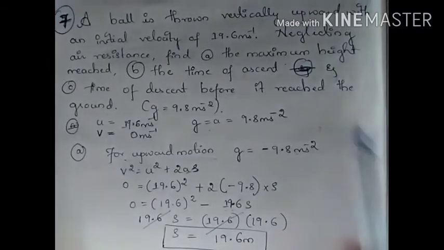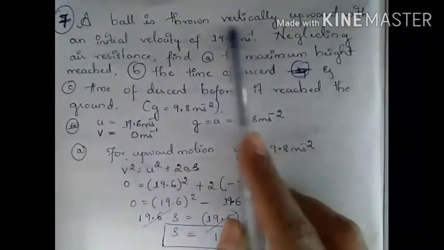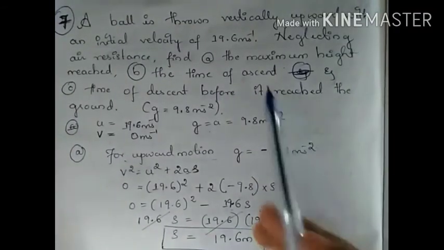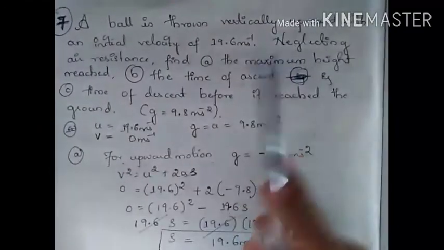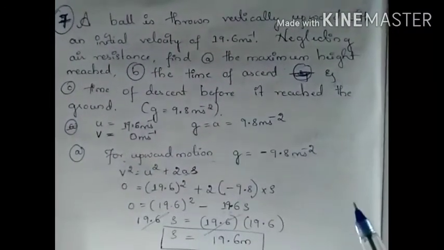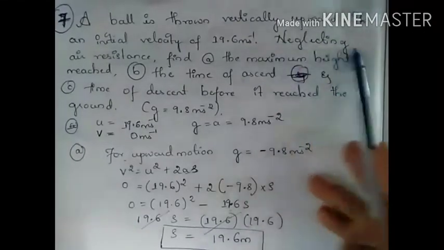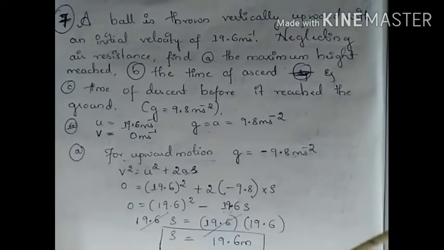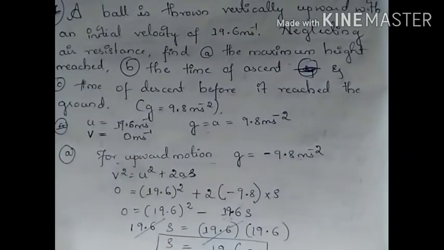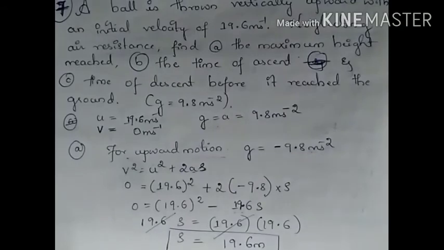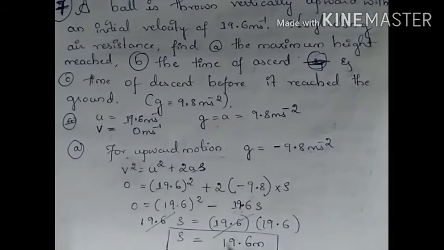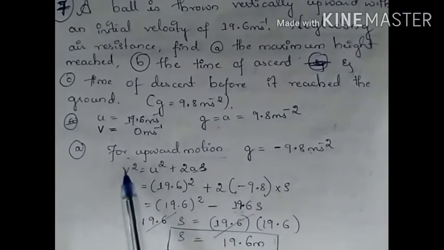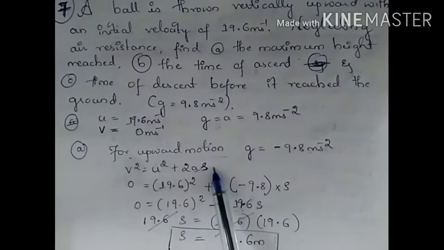So we have found the maximum distance or maximum height that is reached by the ball when it is thrown vertically upward with an initial velocity 19.6 meters per second. So here we are neglecting the air resistance. So when you throw a ball vertically upwards, there is no resistance that is offered to the ball during its motion. So to calculate the maximum height reached by the ball, we are using v square is equals to u square plus 2as.